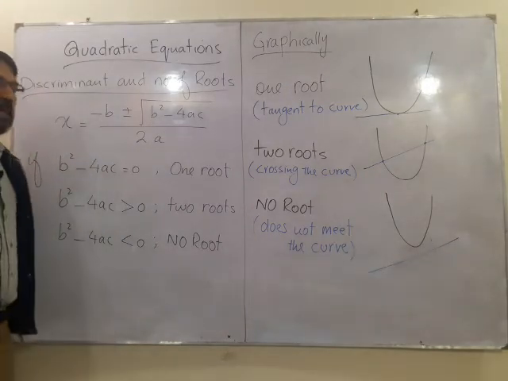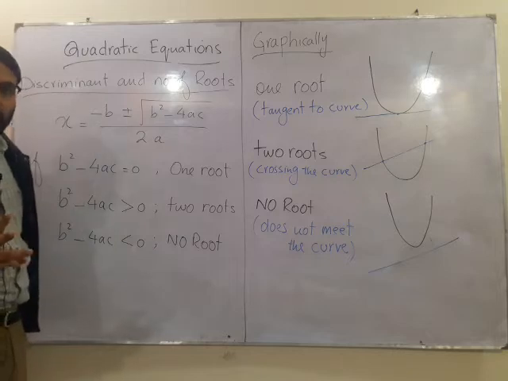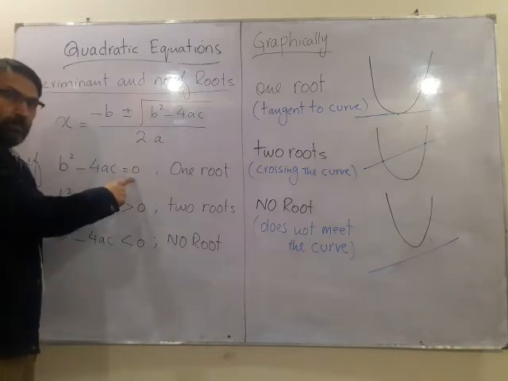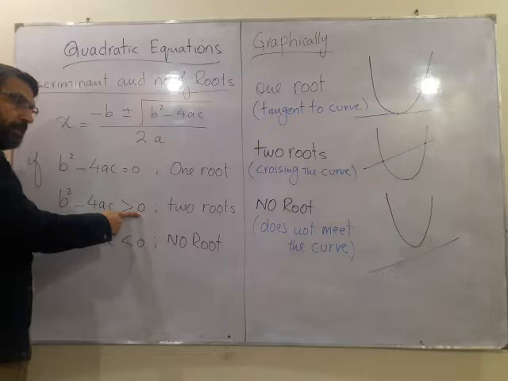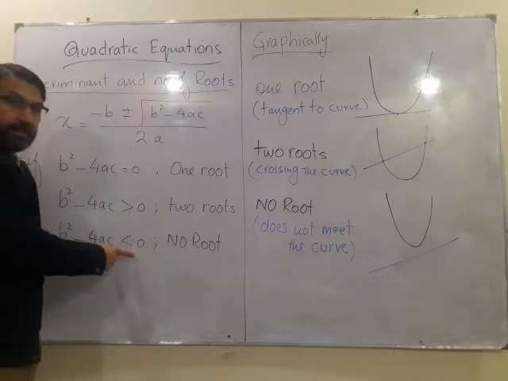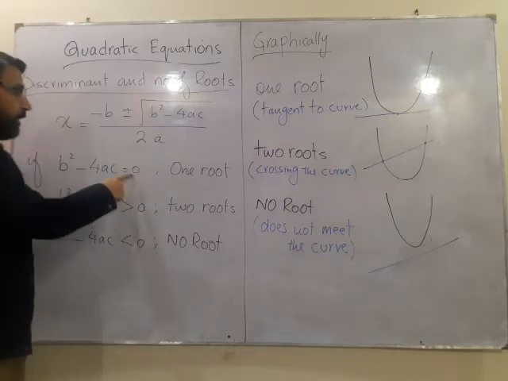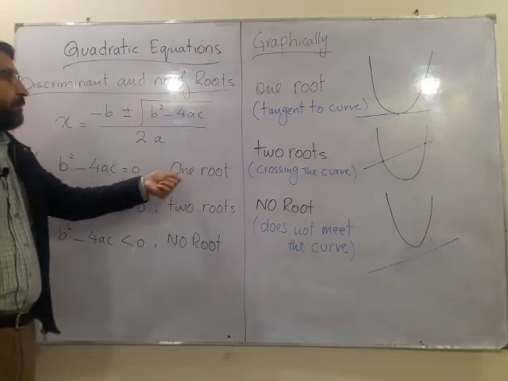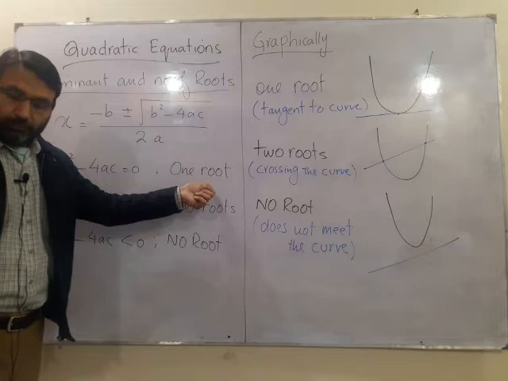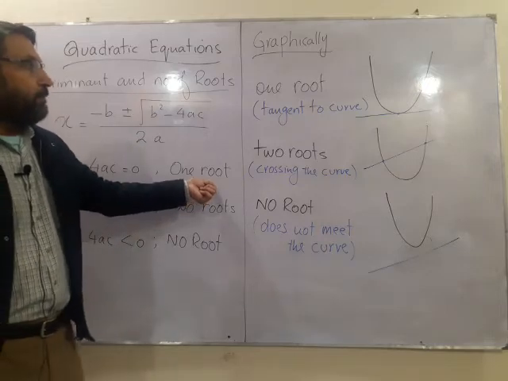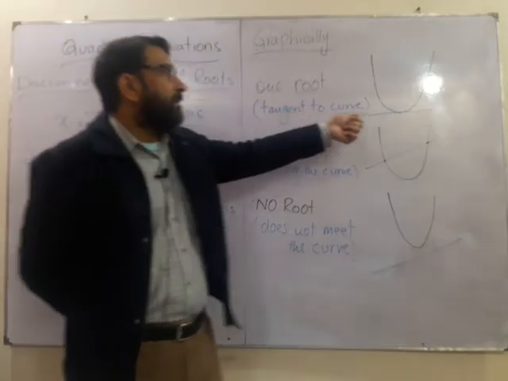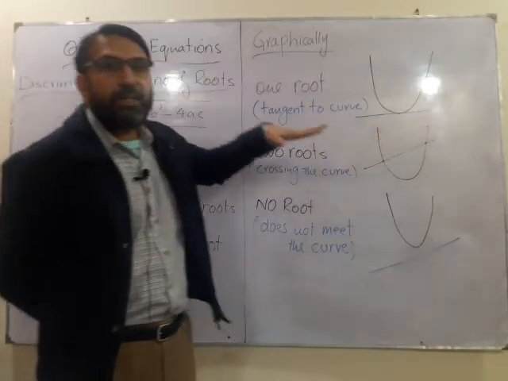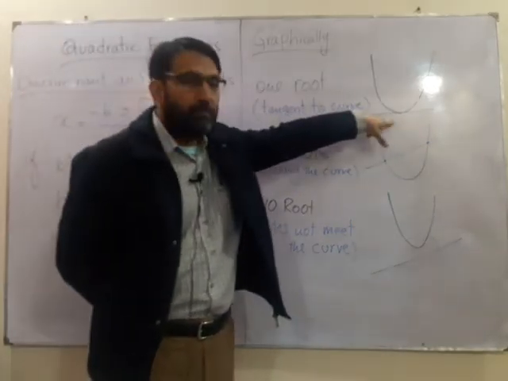For any number, there are three different options. Either the number is equal to 0, or greater than 0, or less than 0. First of all, if it is equal to 0, this will show that we will have only one root. And graphically, when we have one root, the curve and the line are touching each other at a single point.